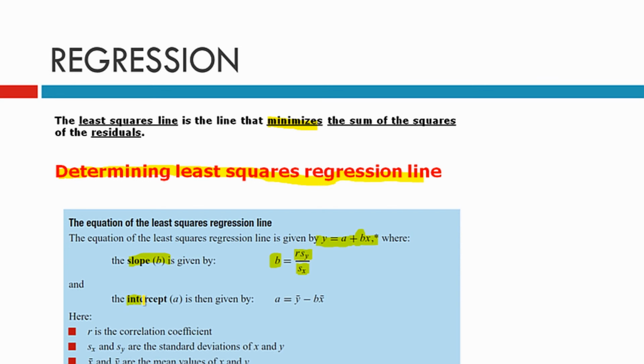And the a is the intercept, and we find that by getting the mean of y minus b, which we find, which remember is the slope above, and x mean. So we need all those, and we just use these two formulas and then substitute it in.